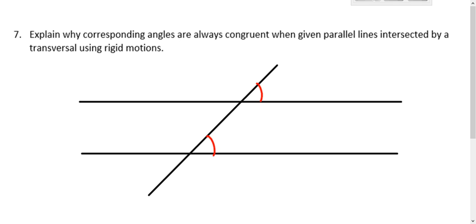And it's pretty easy to see that if you wanted to talk about these with rigid motions, all it would take to get from one angle to the other is a small little translation. You just have to slide the bottom angle up to the top or the top angle down to the bottom, a little translation or a slide.